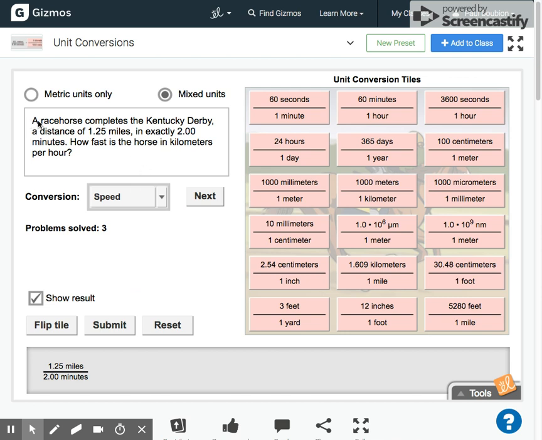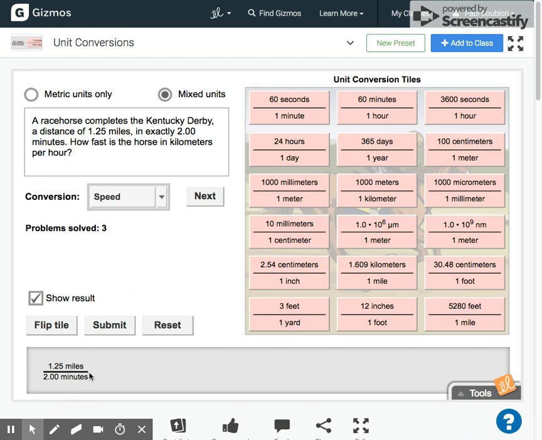This question is about a racehorse. A racehorse completes the Kentucky Derby. That's a race. A distance of 1.25 miles in exactly 2 minutes. How fast is the horse in kilometers per hour? So this tells us that we are looking at miles and minutes and converting them to kilometers per hour. So down here you see miles over minutes.